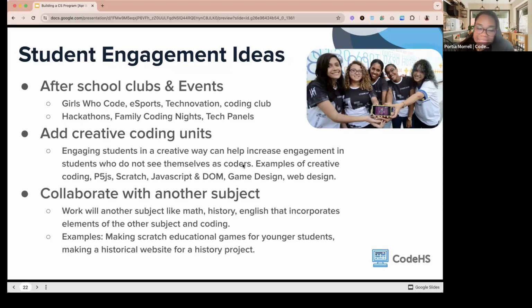And another idea is creating a historical website for a history project, just kind of incentivizing either students or teachers to incorporate their subjects in coding, because that's how students can actually practice their skill set.